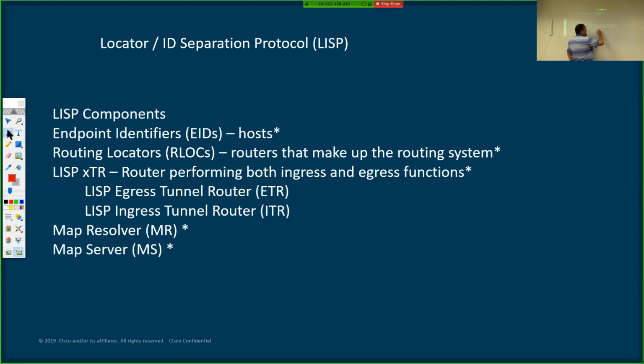You will see they call them a proxy XTR, okay? And again, the XTR is just the idea that it can do both ingress and egress tunnel routing that we're looking for, okay? The proxy tunnel router is essentially to say, hey, this host is not a part of the LISP environment, but we need to know how to reach that host.